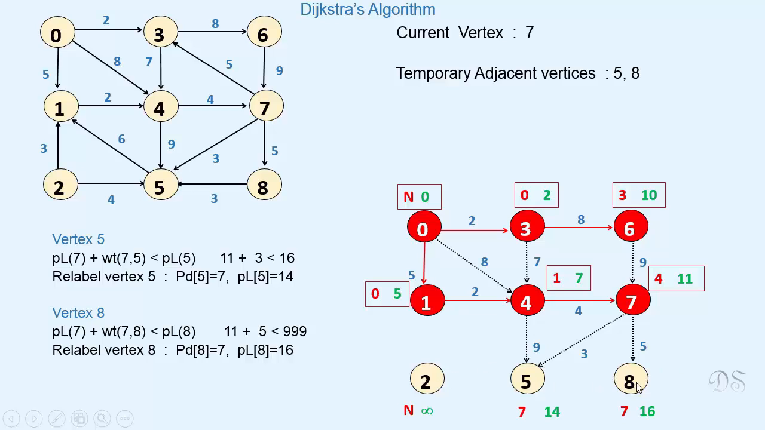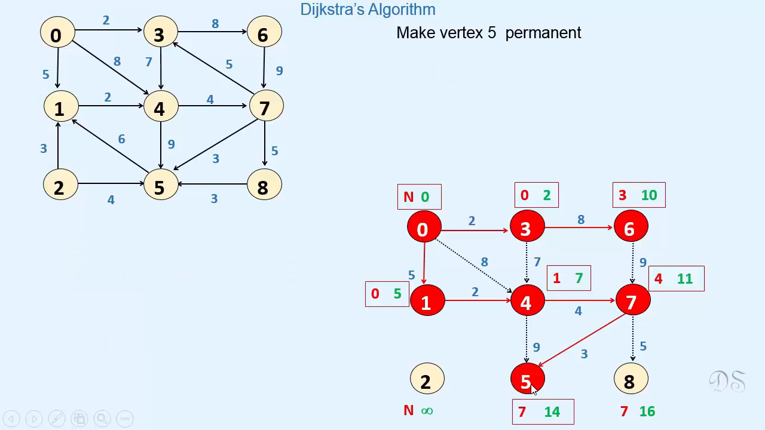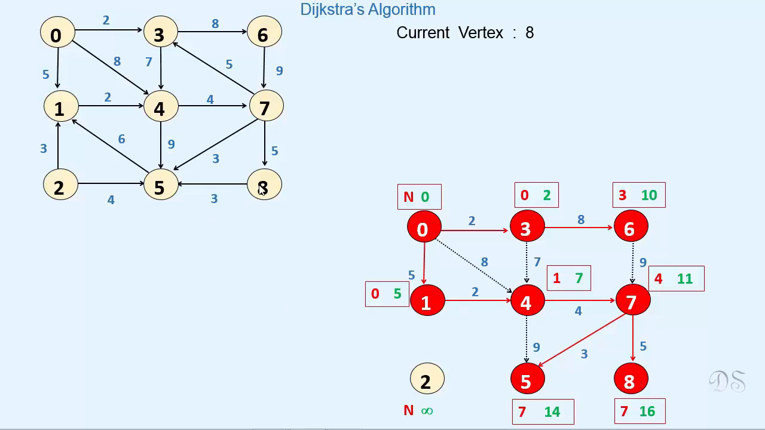Now from all the temporary vertices left, this vertex 5 has the minimum path length. So we'll make vertex 5 permanent. Now this vertex 5 is our current vertex. Now we have only one vertex that is adjacent to this vertex 5 and it is not temporary. So next we'll make vertex 8 permanent because from these two temporary vertices left, this vertex 8 has a minimum path length. So now our current vertex is vertex 8. We have only one vertex that is adjacent to this vertex 8 and this vertex is permanent. So there are no temporary adjacent vertices.